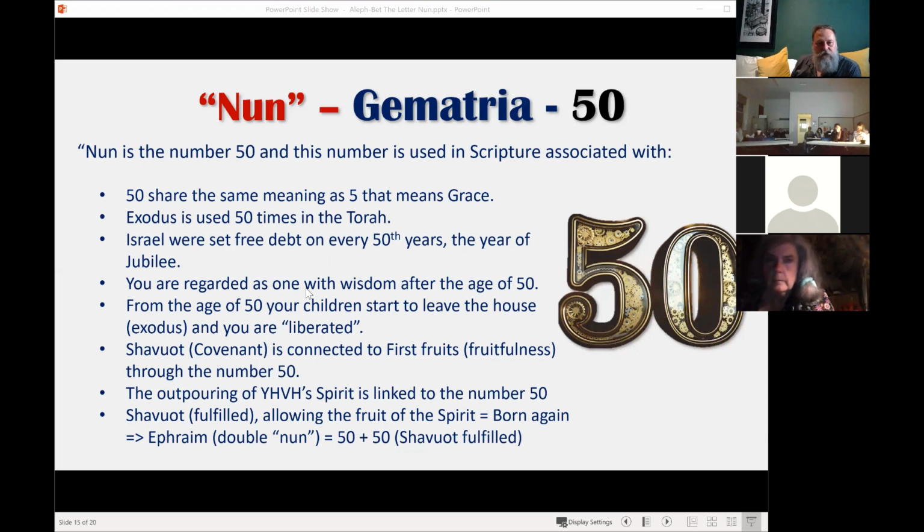The next one is that 50 is also connected to the Jubilee, where you receive liberation from debt. So that's also being liberated from the small Nun, liberated from all the things you need to exit and the things that need to exit you, which is basically death to the nefesh and death to the old man, as Paul described that. Something interesting, they say that you are regarded as one with wisdom after the age of 50.